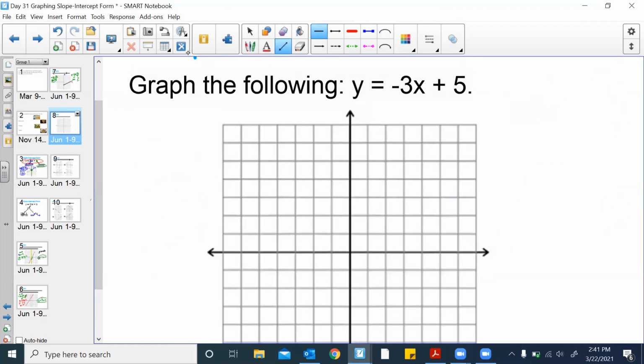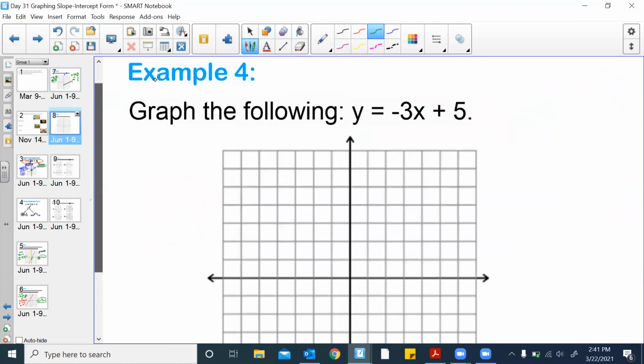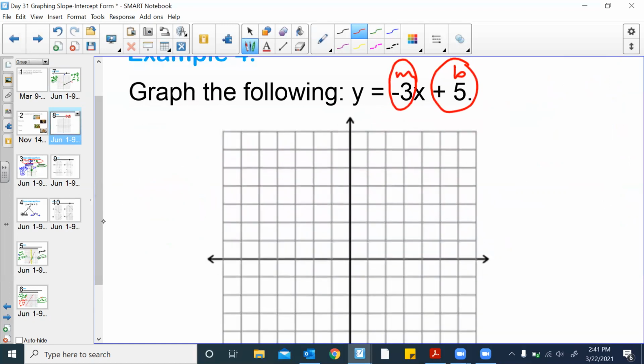Same deal. I'm looking to graph this. Well, I know that my m is -3, and my b is going to be this +5. So I've got all the info I need to know. I know it's going to cross my y-axis. I start at 0. I'm going to come up 1, 2, 3, 4, and 5. And that's my y-intercept.